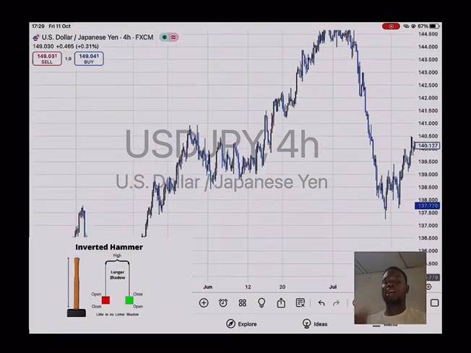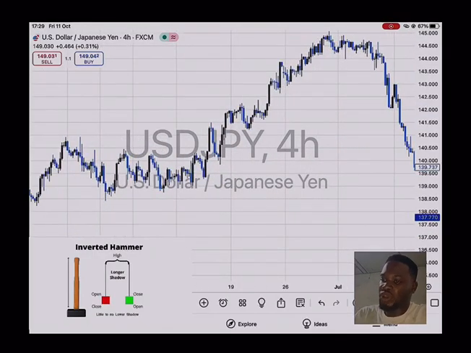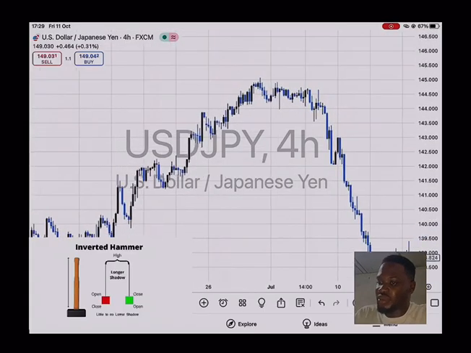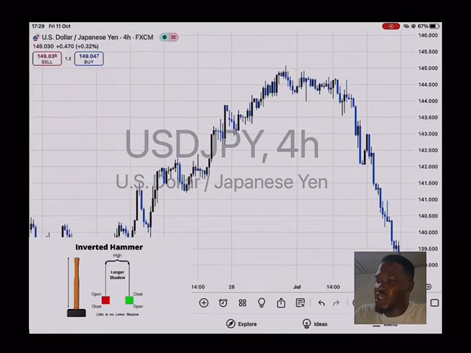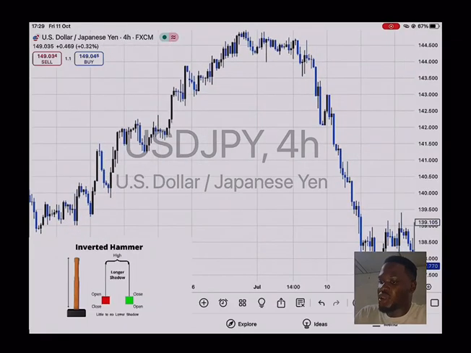Just like the normal hammer, you invert it to the other side. Anything you see there, that's exactly the way it looks. You understand? Now let's find a hammer on a resistance zone.